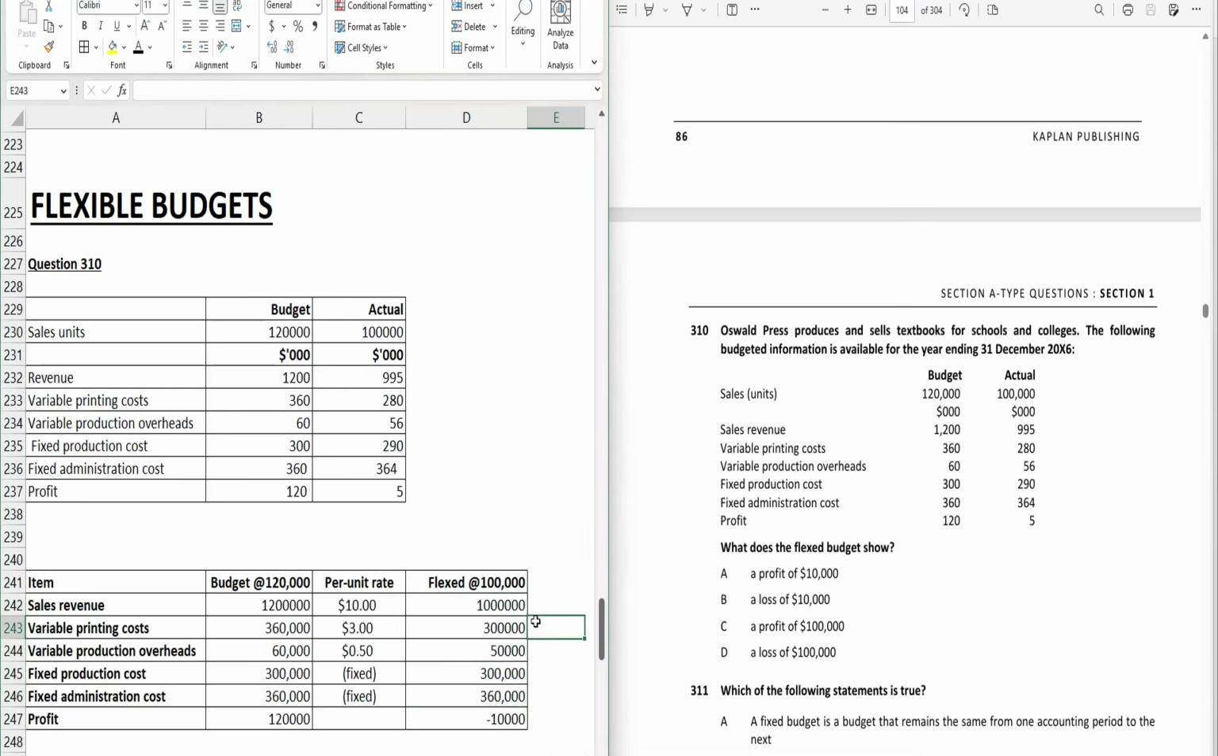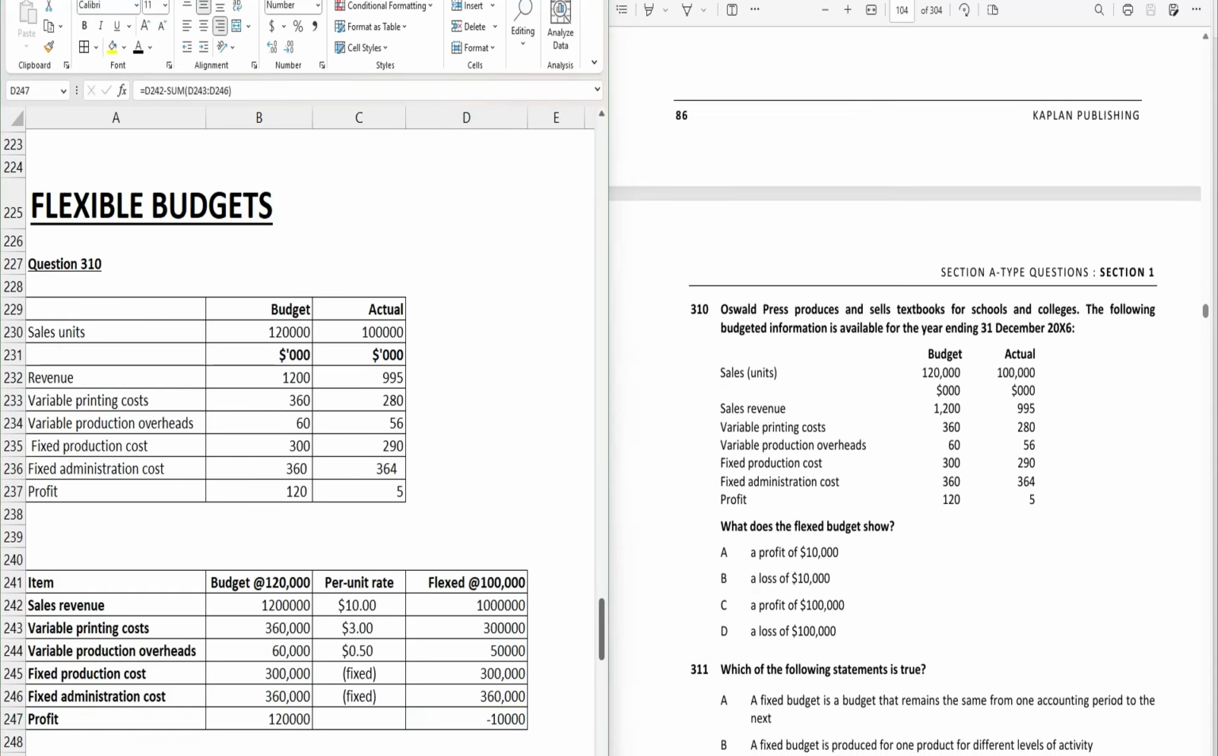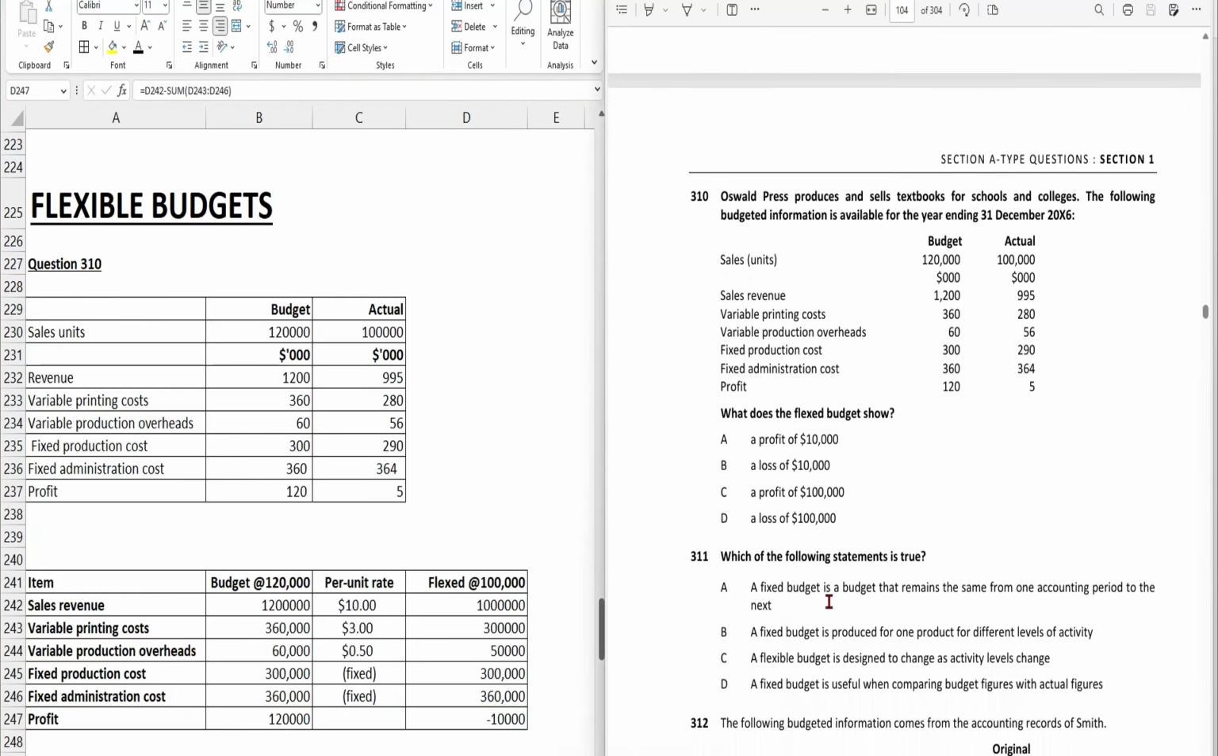Right. So here it is. Yes, you can do this like this, minus the sum. Yes, we are getting the loss of 10,000. So that means our answer is B. Okay? Now, let's move to the next question.